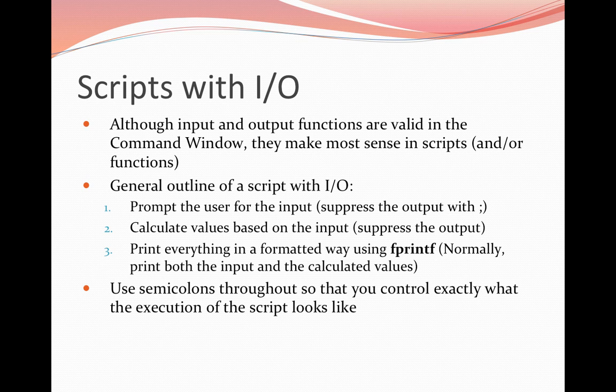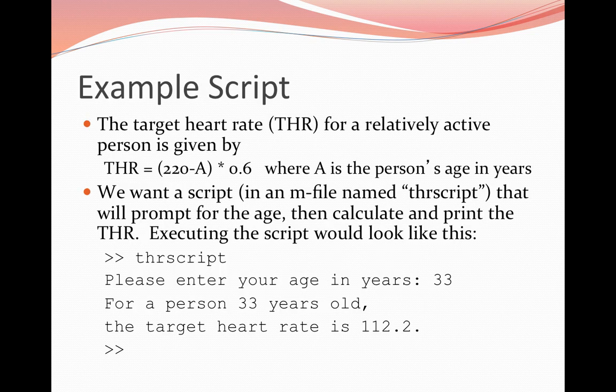So one point is that you're using semicolons throughout the script so that you control exactly what the execution of the script looks like. Here's an example of a script. So what we want is to calculate the target heart rate, or THR, for a relatively active person. So that's given by 220 minus the person's age multiplied by 0.6 for a relatively active person.